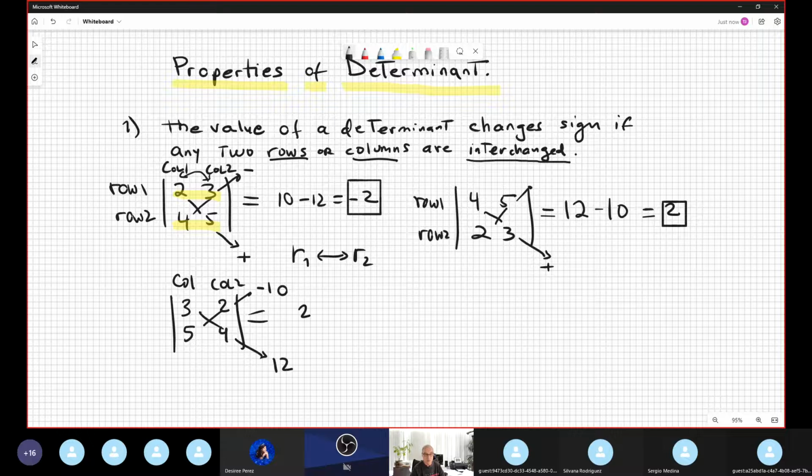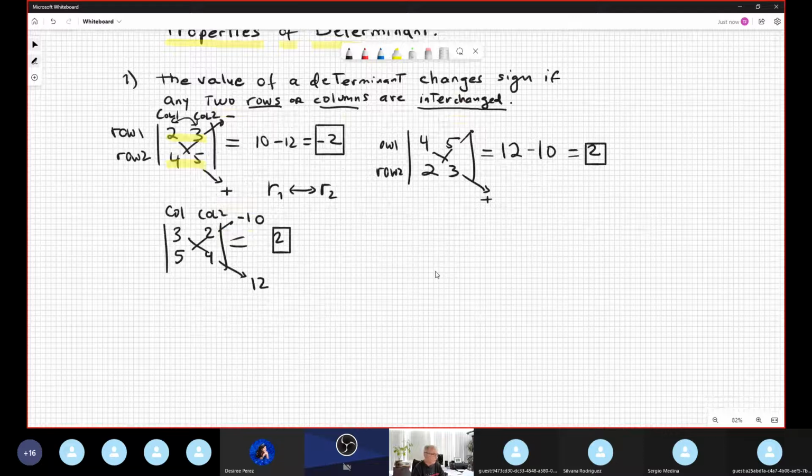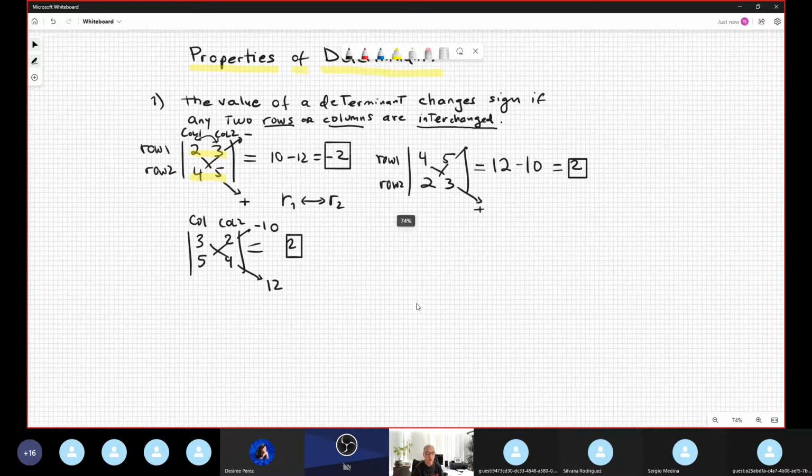Again, it is positive. Is the idea for the first property clear? When you interchange one row and one column, the value of the determinant has the same absolute value; the only thing that changes is the sign. It's obvious: if you do two interchanges, swap one and swap another, it stays the same, positive, right? This is property number 1.